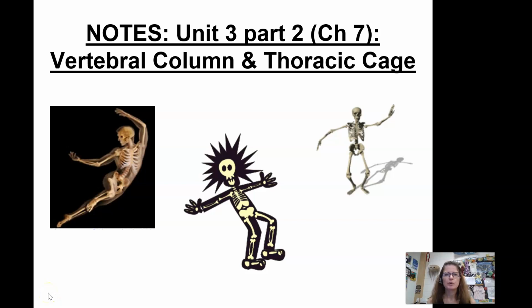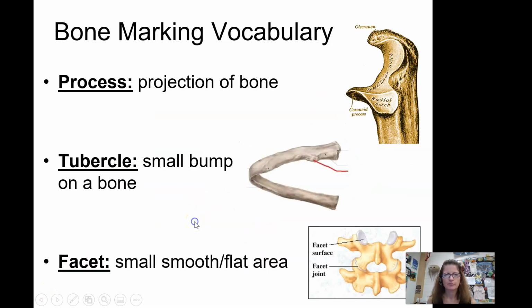In this section of notes, we're going to be looking at the vertebral column and thoracic cage, and so this will complete the axial skeleton tour. Before we get into the vertebral column, I do need you to understand a few vocabulary terms, and so these are bone markings. So there's going to be a difference between bones, the actual name of the entire bone, versus a bone marking, which is a very specific part of the bone.